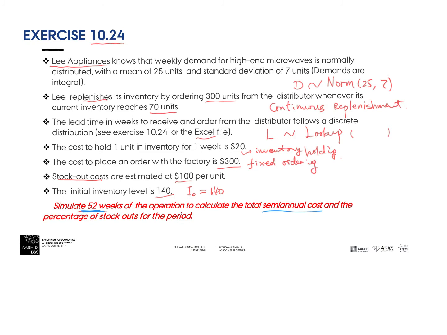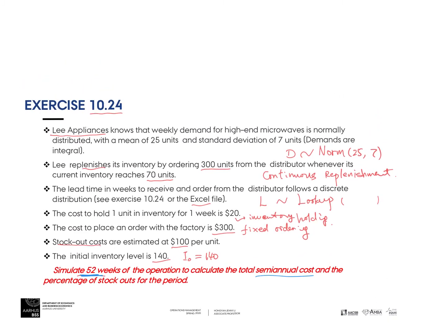So here I add one extra thing, which is about how to actually generate random demands based on the normal distribution. So now in this problem you can see we know the demand actually is a normal distribution. So we have a normal distribution for demand with a mean of 25 units and 7 of standard deviation.